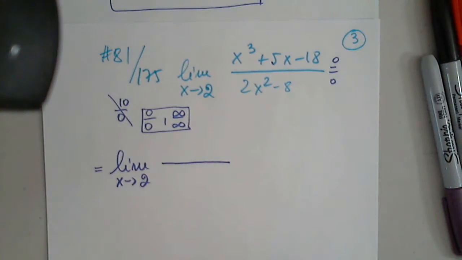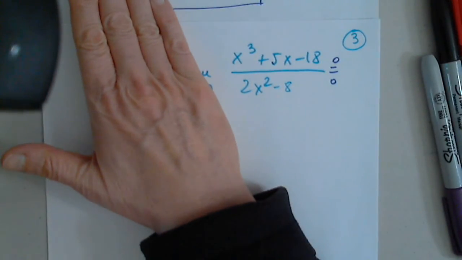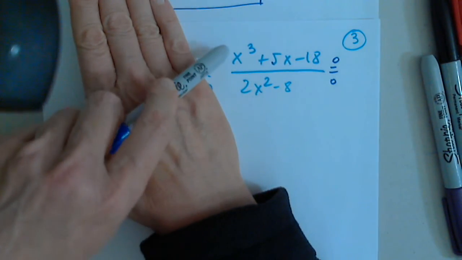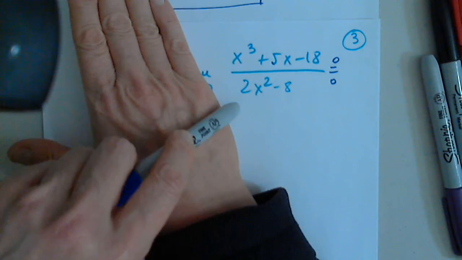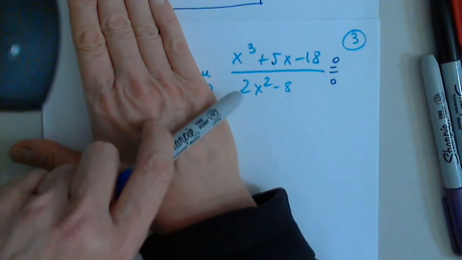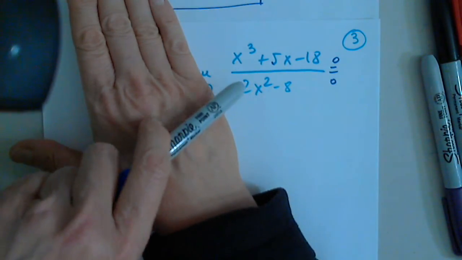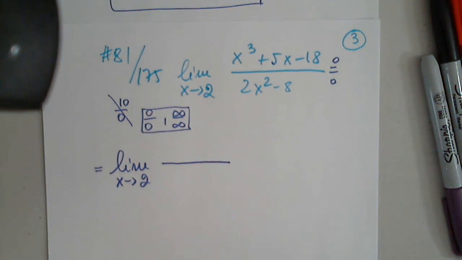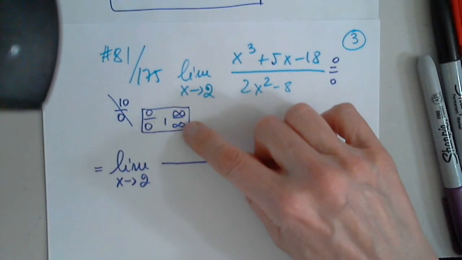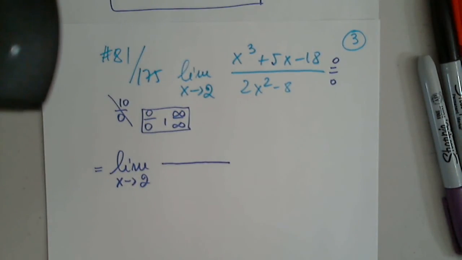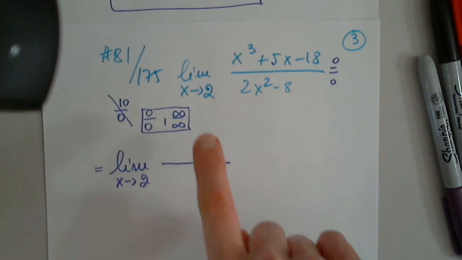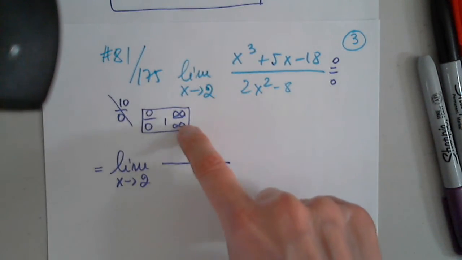So let's differentiate. I want to make sure that you understand that without this limit, when I differentiate this, I cannot differentiate the top and differentiate the bottom. I have to use the quotient rule. But inside a limit, and only if I have this or this, I can differentiate the top by itself and the denominator by itself. Only in those two conditions. This and this, or this and this.